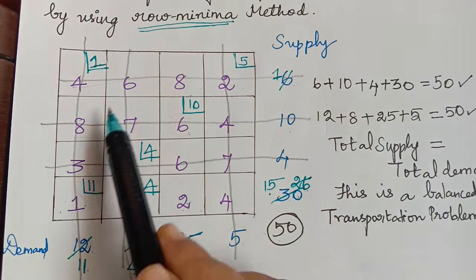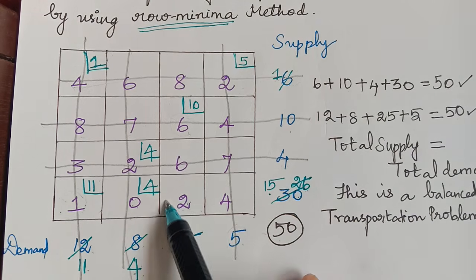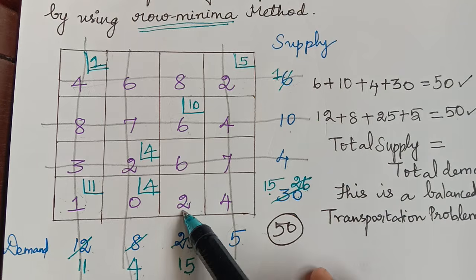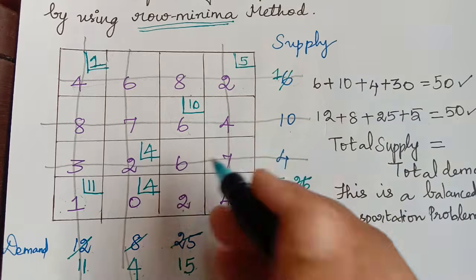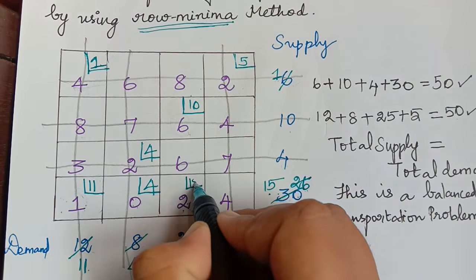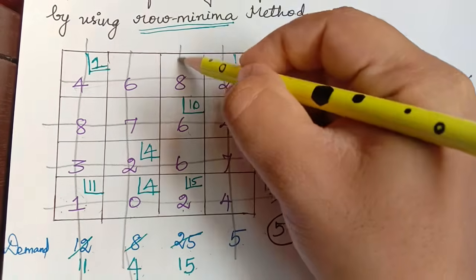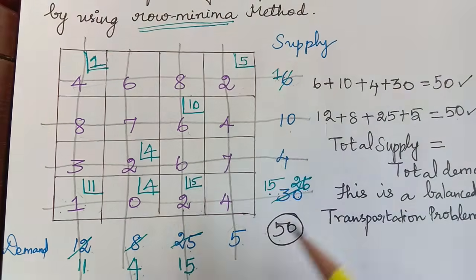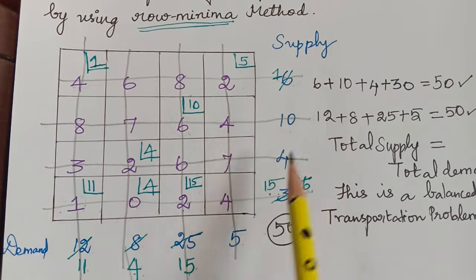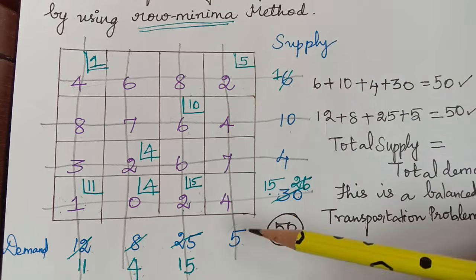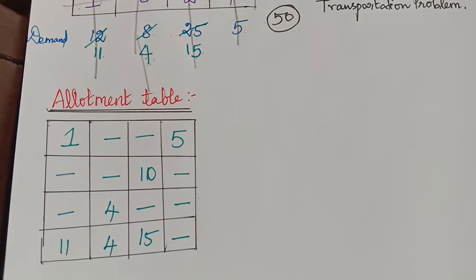Now if you see, all the elements are struck off except this 2. So now we have to make an allotment for this cell. So here if you see, we have supply 15 and the demand is also 15. So it is a feasible solution. And so we have to allot 15 and we have to strike off both the row and the column. So always remember this. So after making this allotment, we can see that all the rows and columns are struck off, and now we can write the allotment table. So I have written the allotment table here.